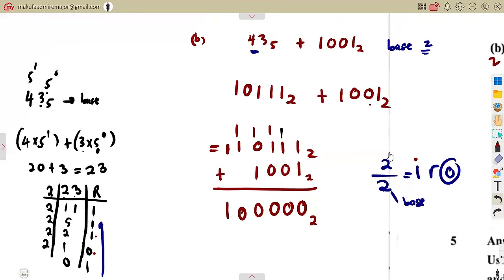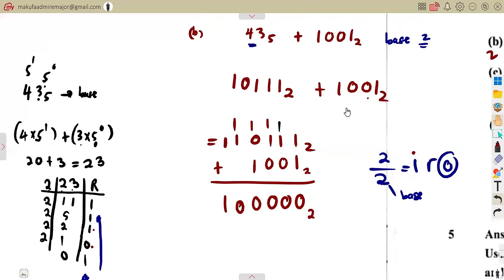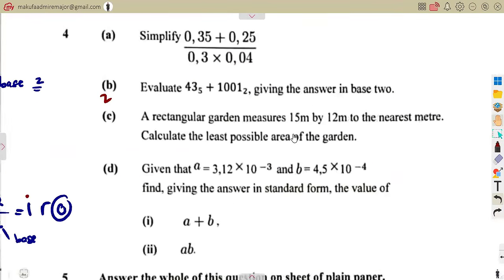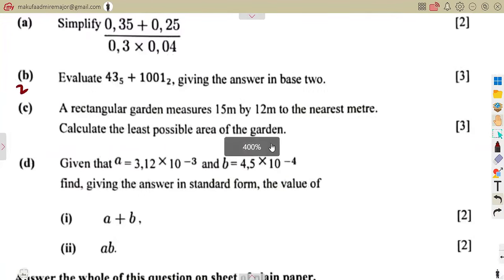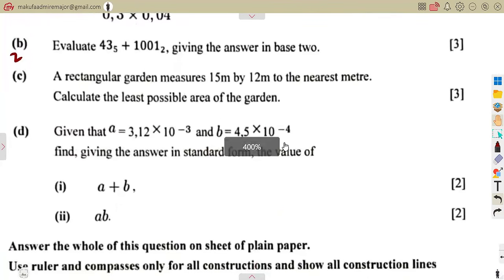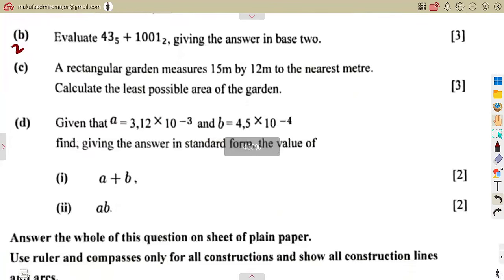All right. So there, they just wanted you guys to go through all this. Like I said, you could have converted these numbers to base 10, add them in base 10, then convert to base 2. It's up to you.